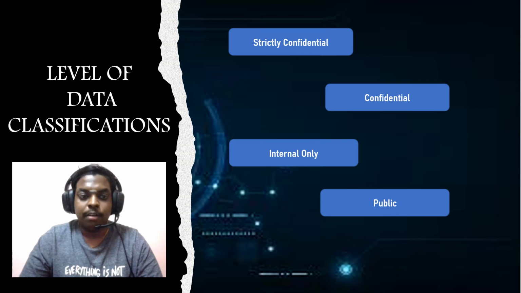Now I want to explain the levels of data classification. There are four levels of data classification. First is strictly confidential, second is confidential, third is internal only, the fourth one is public.